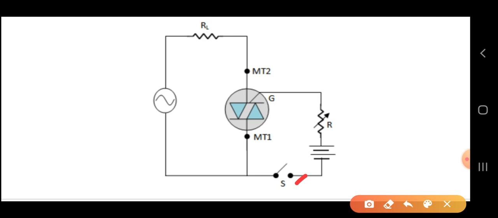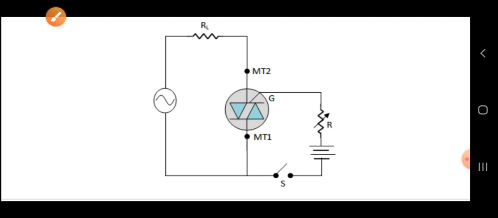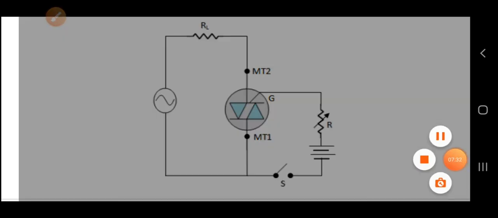So without consuming the maximum AC supply voltage, using a minimum gate voltage we can turn on the TRIAC. So this is a simple operation. With the help of the gate, whenever we need, we can turn on the TRIAC immediately. So this is the operation with the help of the circuit.